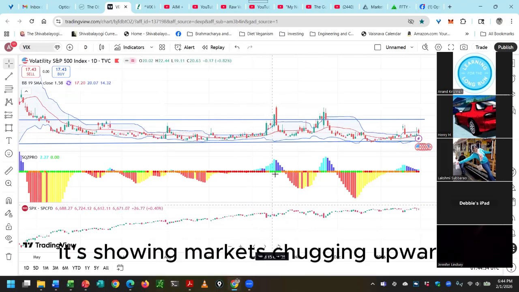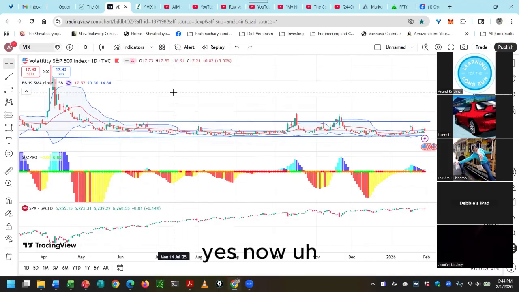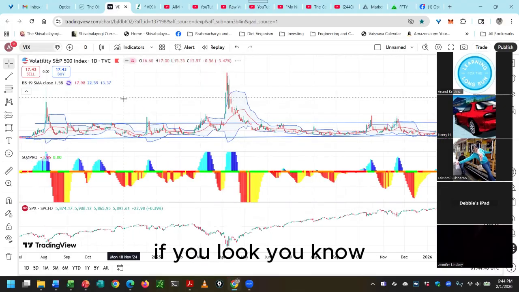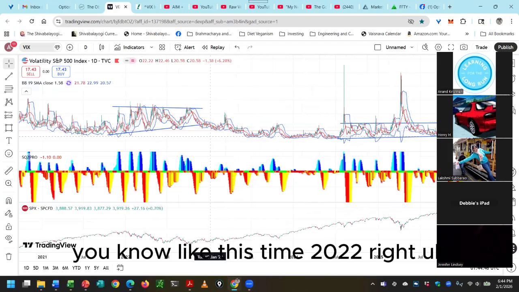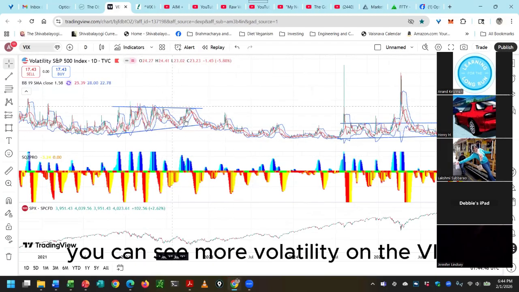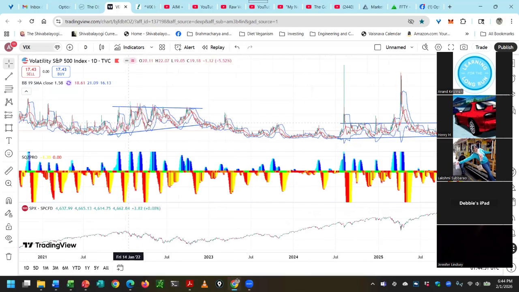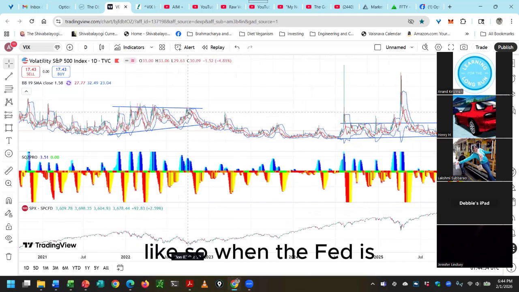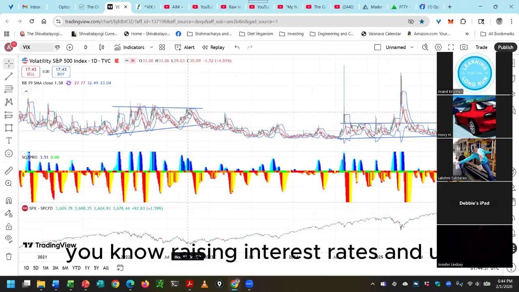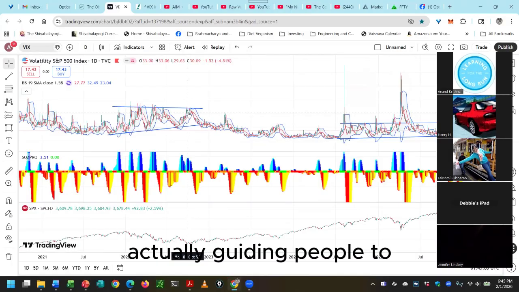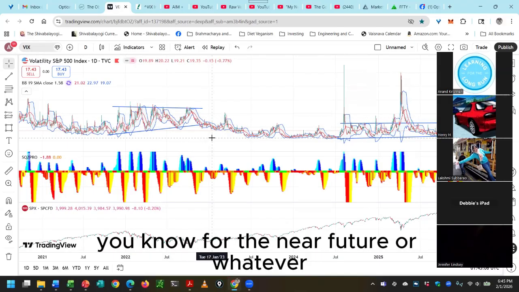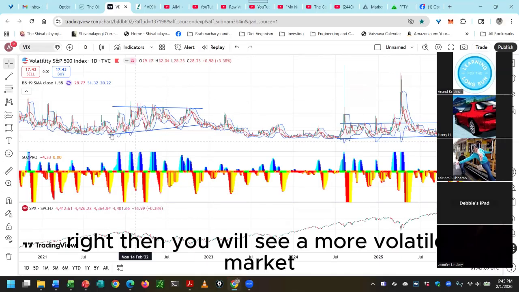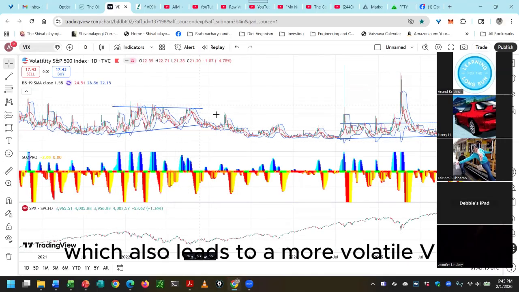You're showing the market's chugging upwards with that super calm VIX that you just showed right there. Yes. Now, if you look earlier, like this time, 2022, you can see more volatility on the VIX in that situation. When the Fed is raising interest rates and actually guiding people to believe that interest rates are going to be rising for the near future, then you will see a more volatile market, which also leads to a more volatile VIX.